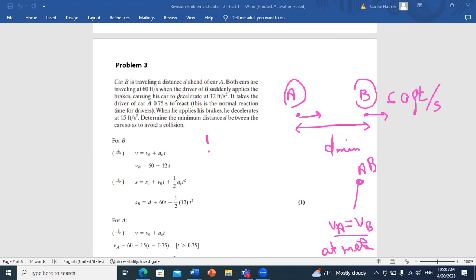Okay, when B will apply the brakes he decelerates at 12 feet per second square. B has one phase only, which is deceleration a of B equal to minus 12 feet per second squared.